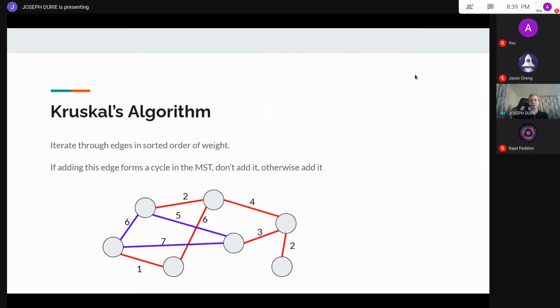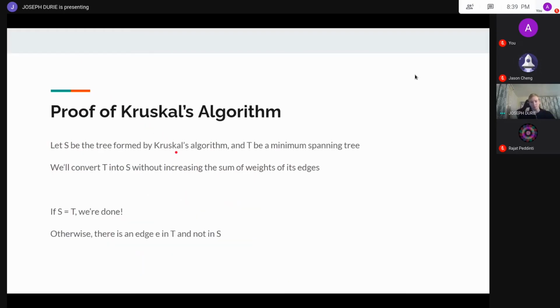So before we go on, are you guys good with this? The algorithm and the problem in general? Yeah. All right, cool. Okay, so now we're going to get into the proof.